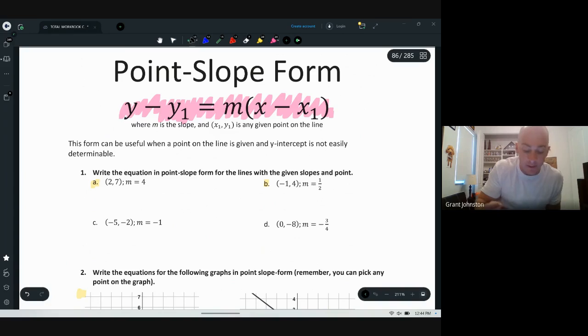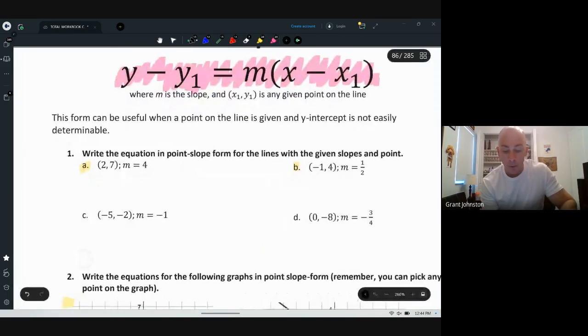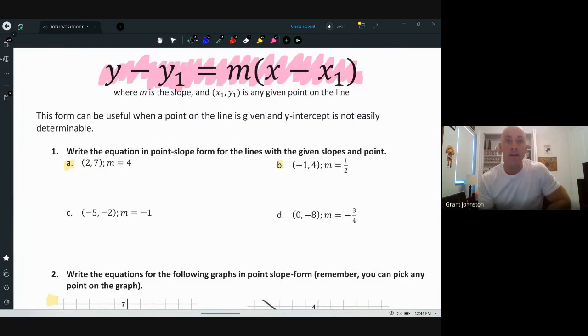So number one says: write the equation in point slope form for the lines with the given slopes and point. I'm referring back to the pink highlighted part up there. On A, we have the point (2, 7) and m equals 4. If I'm going to write this equation in point slope form, I'm going to call this my x1 and my y1, because that's the point. And this one says m equals 4. So this is how I'm going to write it: y minus 7 equals 4, parentheses, x minus 2.